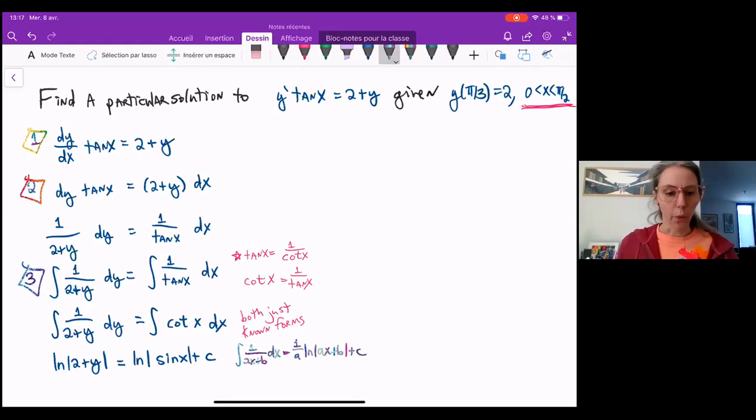Okay, so now let's go back and look at our step 2. In step 2, we did 1 over 2 plus y. So when we did that 1 over 2 plus y, we had to make the assumption that y was not equal to -2. Because if y equals -2, then we're dividing by 0, and that's not okay.